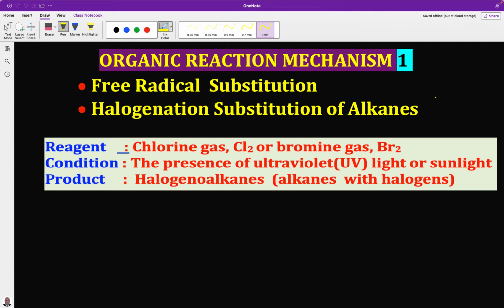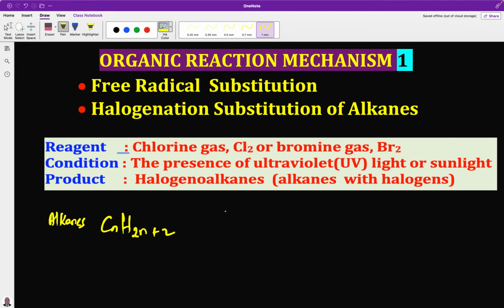As you know, alkanes belong to the homologous series with the general formula CnH2n+2. As you know, all alkanes are saturated hydrocarbons with carbon-carbon single bonds and carbon-hydrogen bonds.